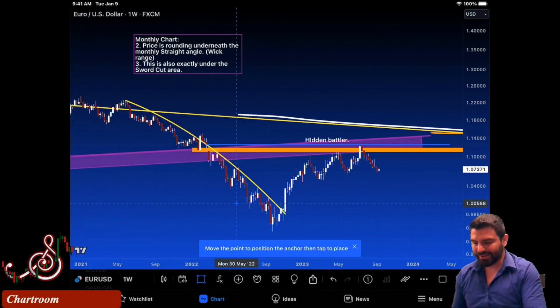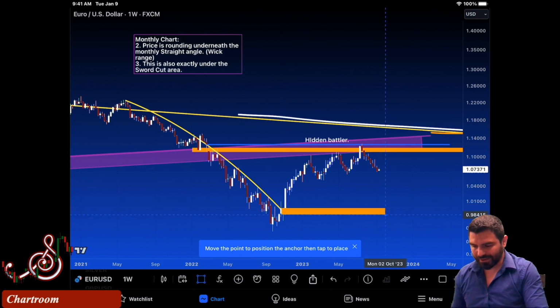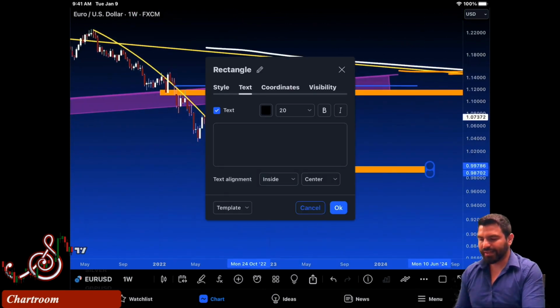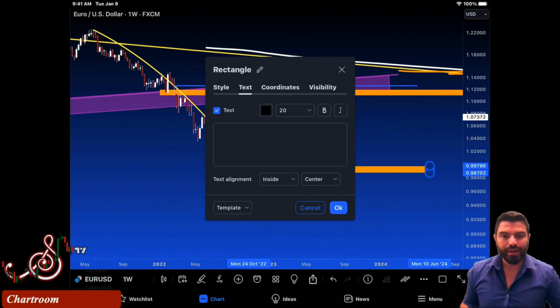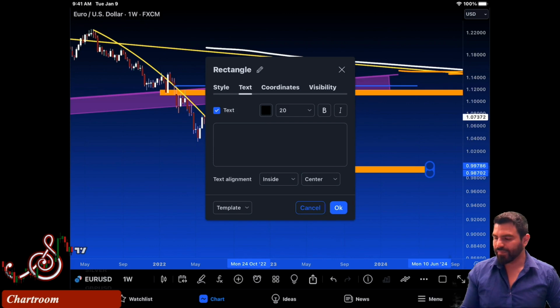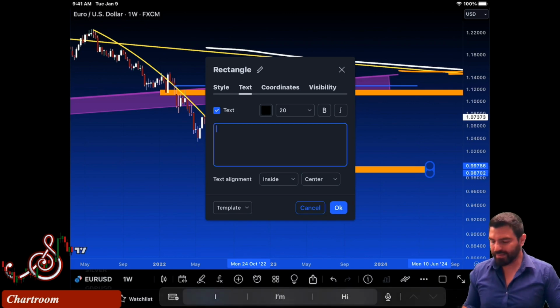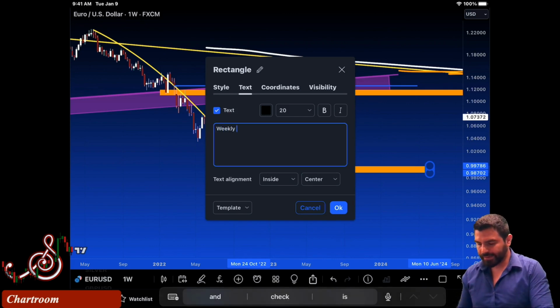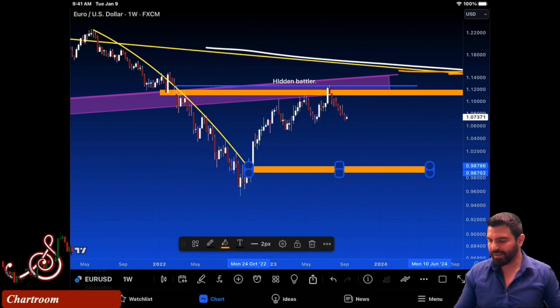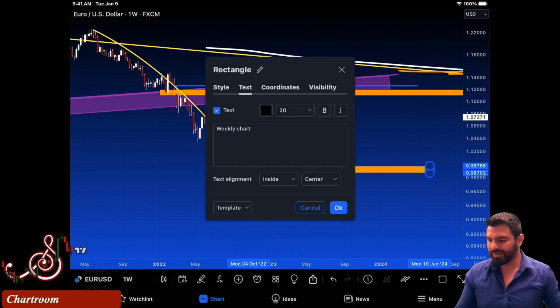So we're going to take our rectangle tool and about right where it crossed over, that's where we draw a sword cut. So now we have a weekly sword cut. We can click on the line and you'll normally default to style, but if I click on this word text, I can now put something in here. Let's put weekly chart, so we know it's a sword cut on the weekly chart. You could type weekly chart sword cut if you wanted to.